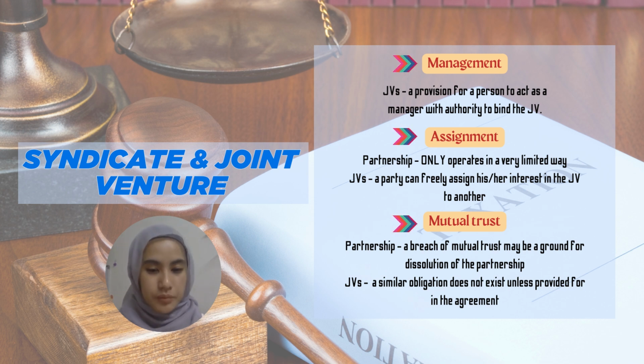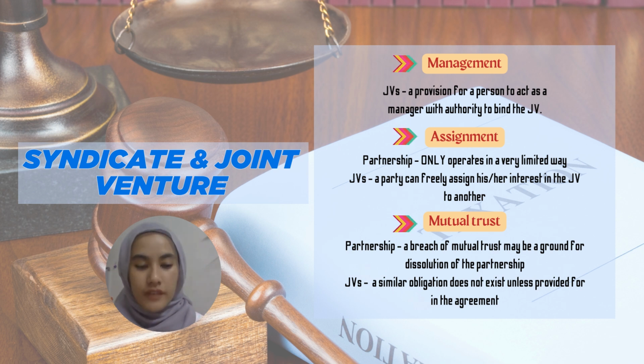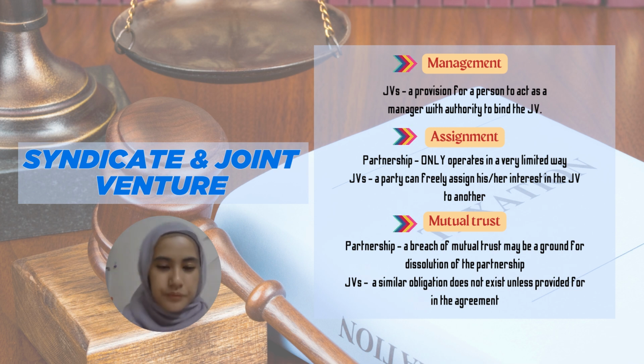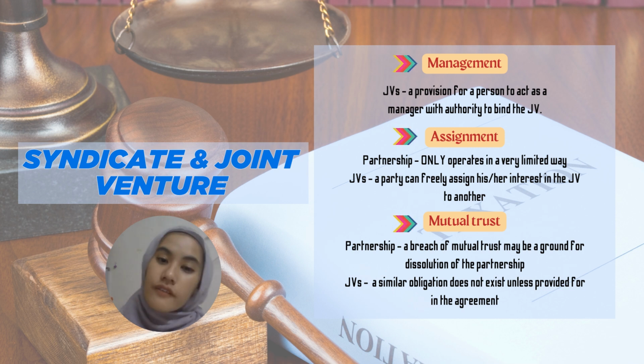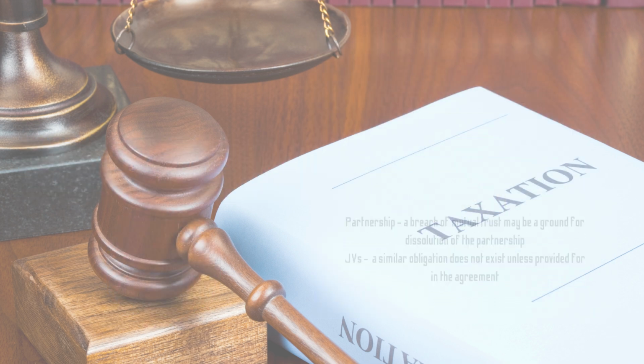For the assignment, in a joint venture, a party can freely assign his interest in a joint venture to another. For partnership, this is not possible, or it only operates in a very limited way. Under mutual trust, for partnership, a breach of mutual trust may be a ground for dissolution of the partnership. For joint venture, a similar obligation does not exist unless provided in the agreement.